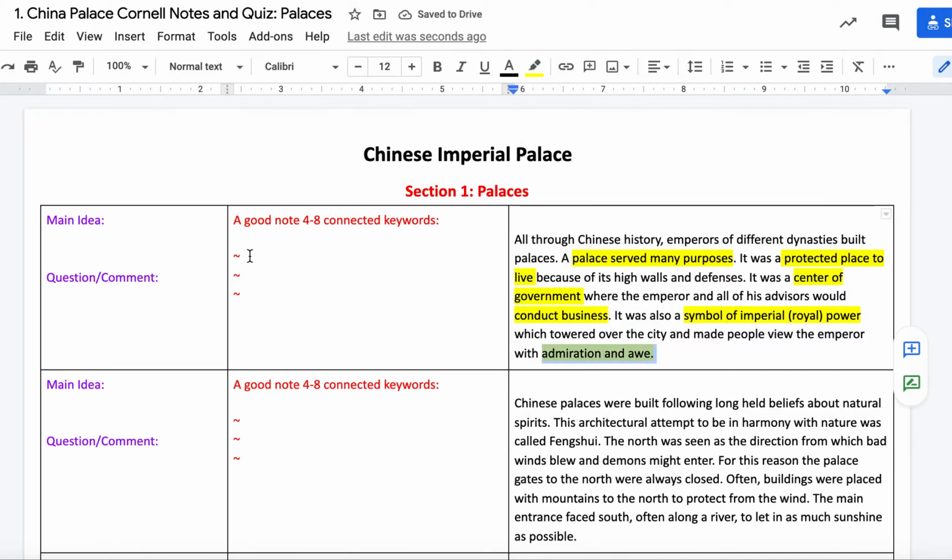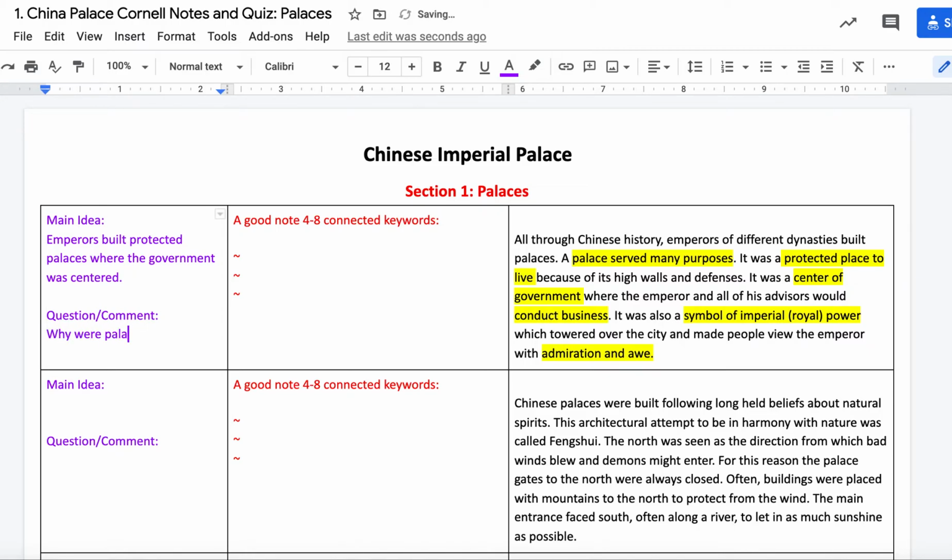All right, so now we go over here and we think, okay, what is the main idea of this whole paragraph? The main idea of this whole paragraph is how emperors built protected palaces where the government was centered. Okay? Then you can put a question here, which is, why were palaces symbols of power? And then we go over here and we start to take our notes.